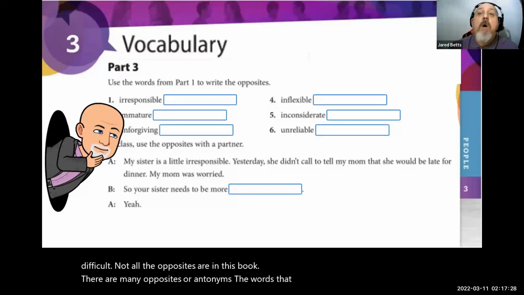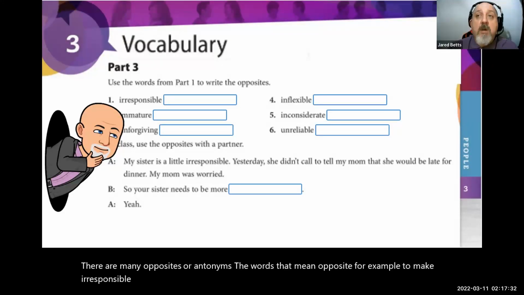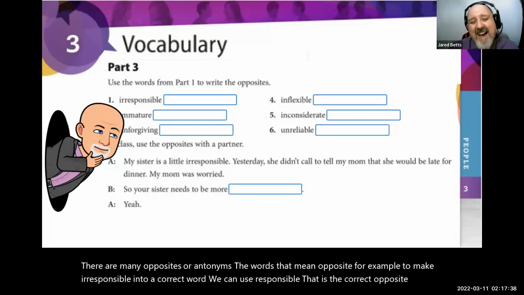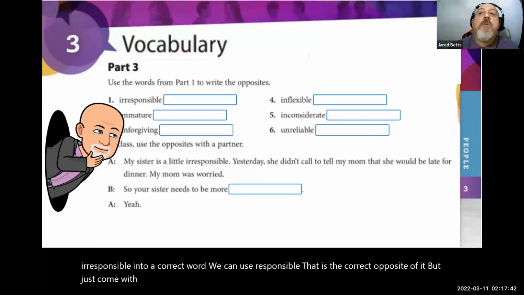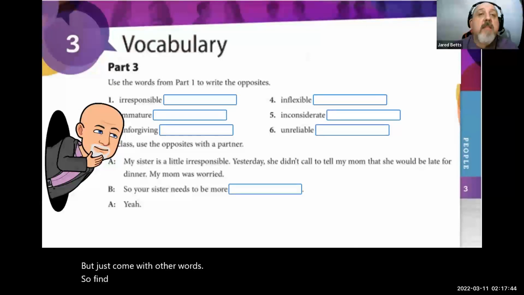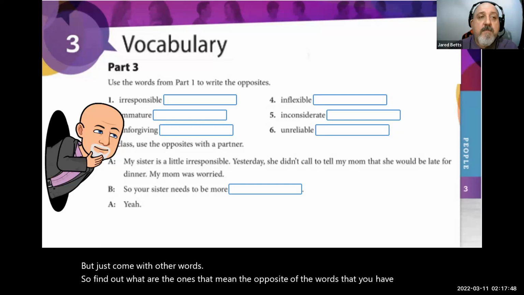For example, to make irresponsible into a correct word, we can use responsible. That is the correct opposite of it. But you can also come up with other words. So find out what are the ones that mean the opposite of the words that you have here.